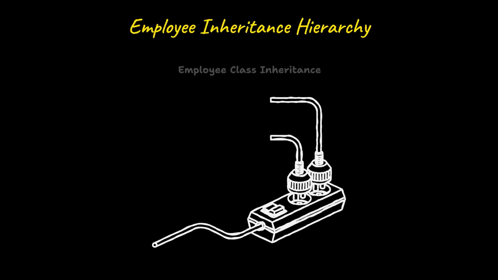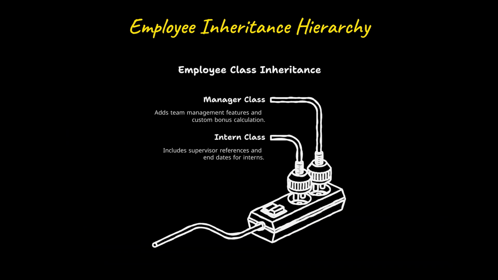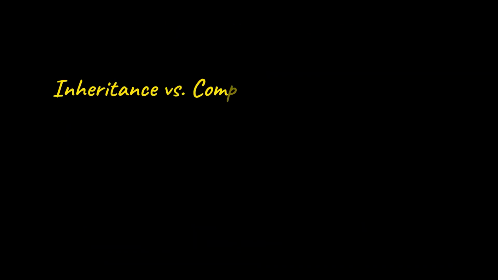A payroll system is a classic example. An employee parent class holds the shared core: name, identifier, and salary. A manager subclass extends employee, inheriting those fields automatically, then adds a team roster and its own bonus calculation. An intern subclass does the same, gaining a supervisor reference and an end date instead.